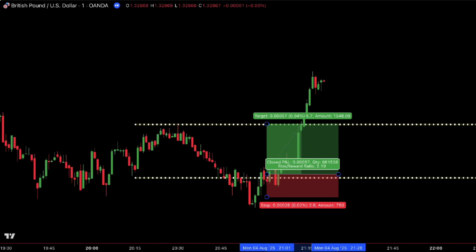Now, here's the key. The strategy is simple and it works beautifully, but it's not a holy grail. Always use a stop loss. Protect your money because no strategy wins 100% of the time. But when you combine CRT with proper risk management, even a single good scalp like this can give you an excellent reward to risk trade.